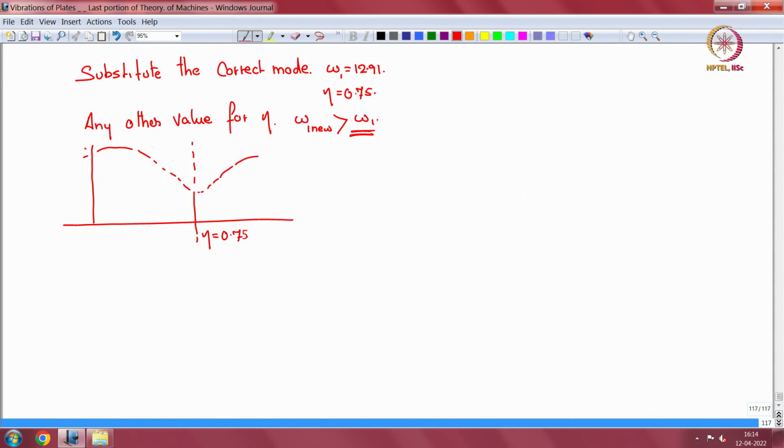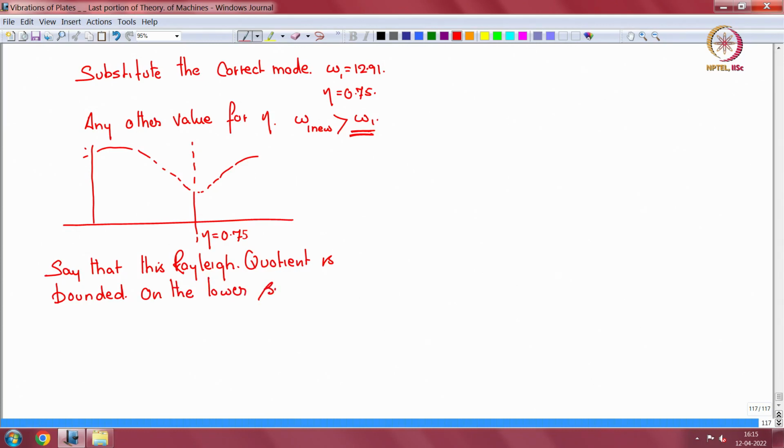So we will for now say that this Rayleigh quotient is bounded on the lower side by the correct or exact natural frequency. So let us show this in some manner. Let us prove this in some manner.